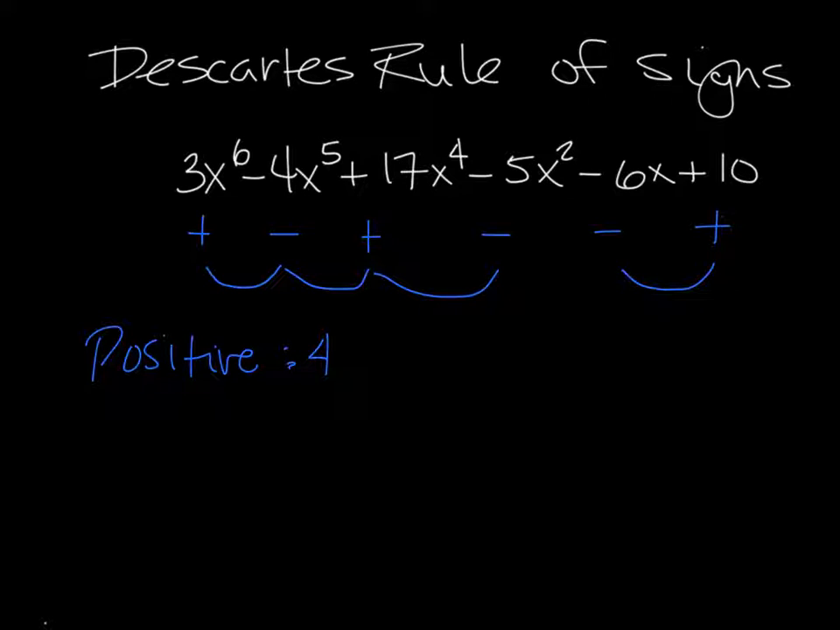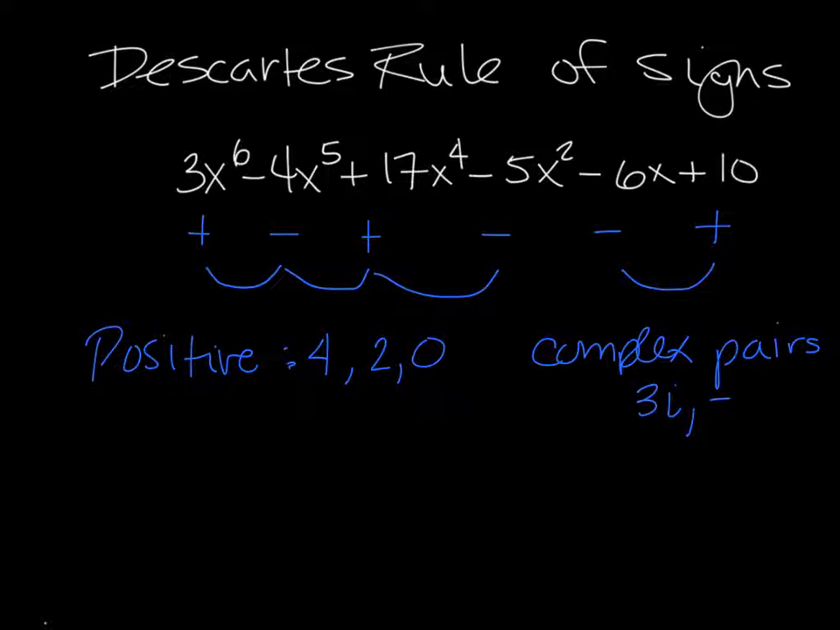You're going to have 4 of them, or you might have 2 of them, or you might have 0 of them. And the reason it goes down, do you remember why it goes down? Because it does pairs. If they're not positive, then they're complex. And complex always comes in pairs, right? If 3i is a 0, then so is negative 3i. So if it's not positive, then it's complex, and you got to take 2 away. And so that's a possibility.